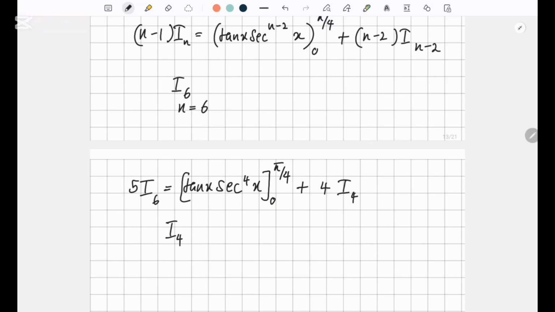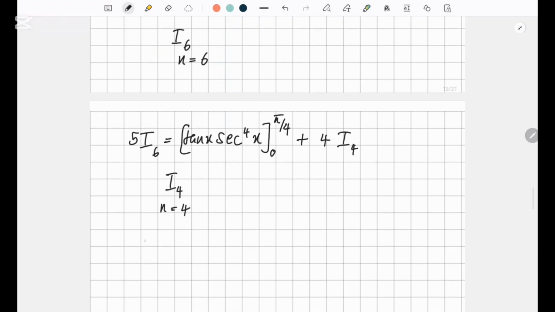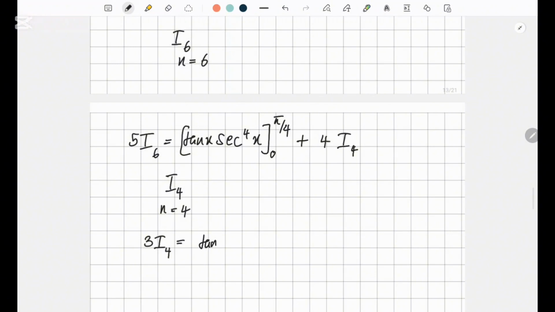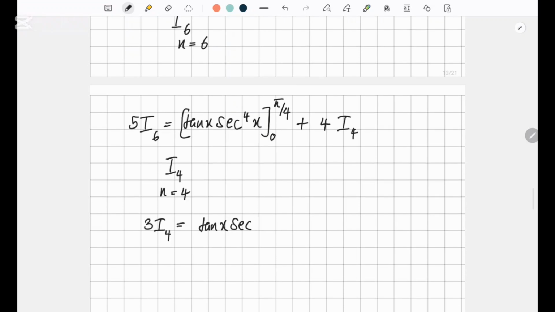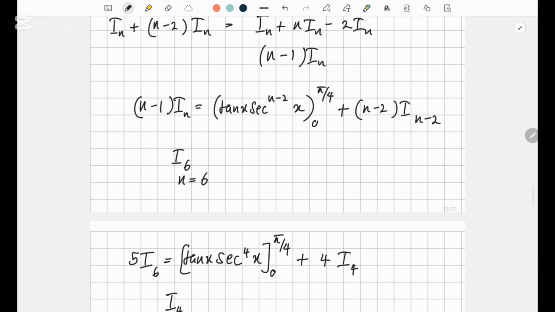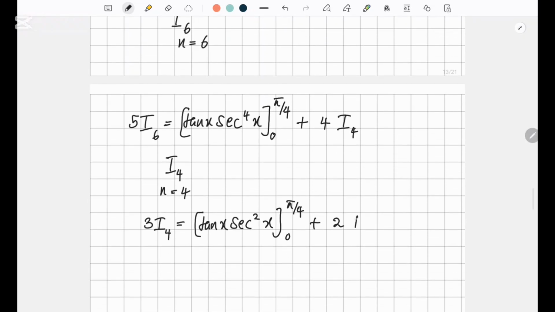So how do you find I4? To find I4, you have to substitute n equals 4, which will give you 3 I4 equals tan x into sec x to the power 4 minus 2, so it's going to be 2, in this you get the power of 2, plus (n minus 2), which is going to be 4 minus 2, so it's 2 into I2, right? So now you need to find I2.